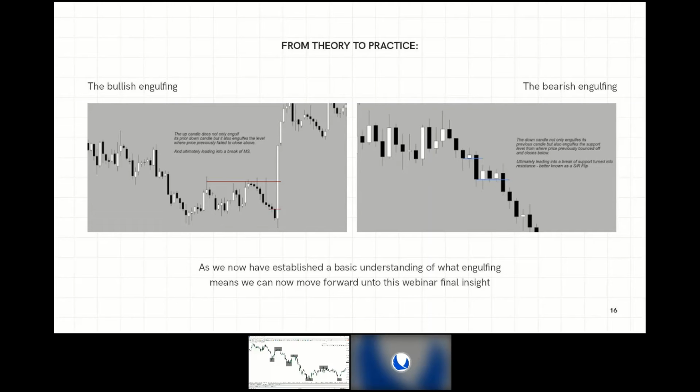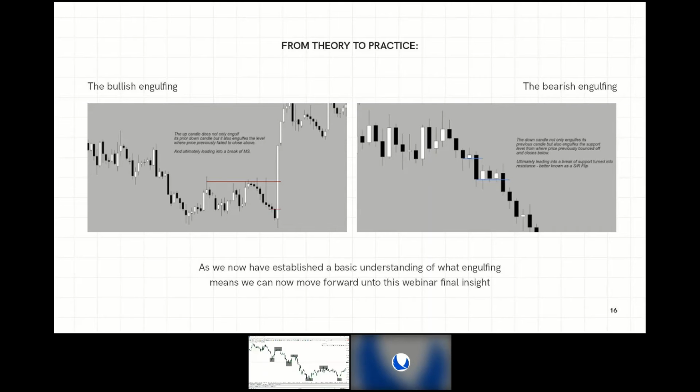Now the bearish engulfing candle. The down candle not only engulfs its previous candle, but also engulfs the support level from where the previous candle bounced off and closes below, ultimately leading to a break of support into resistance, better known as S&R flip.